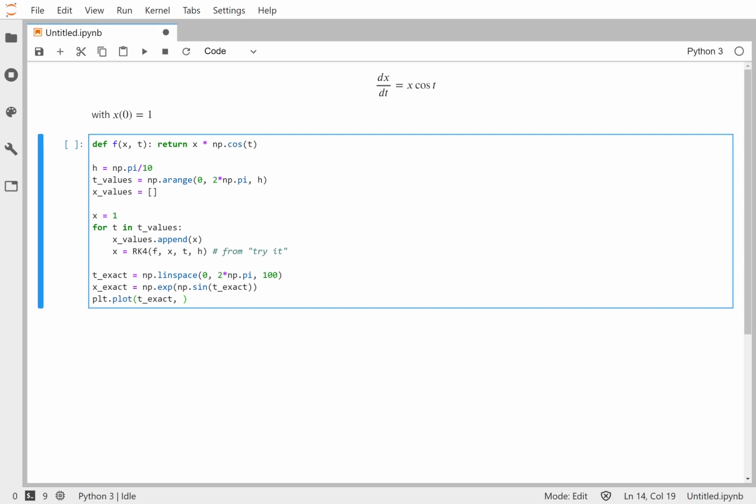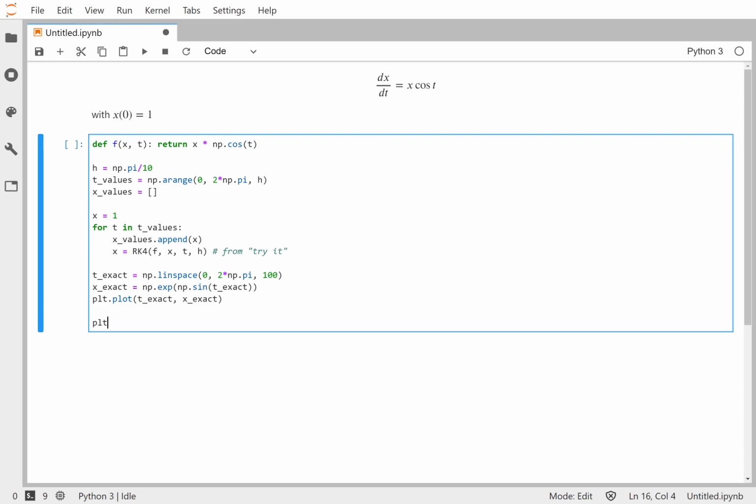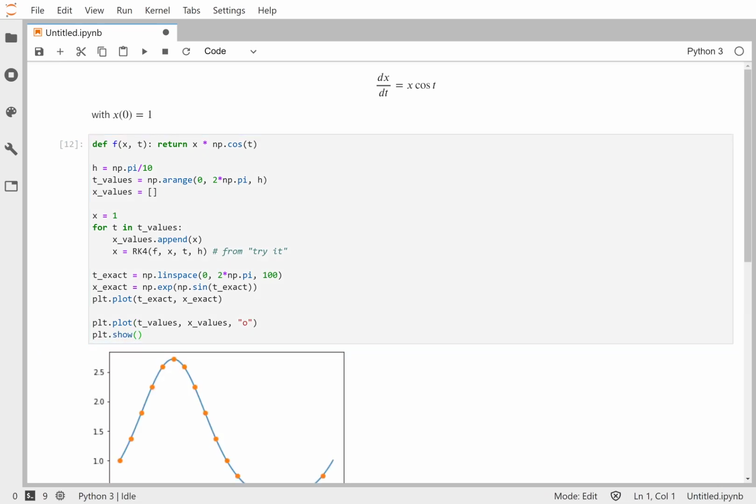And we'll plot t exact and x exact. We'll let that be a line. That's just for comparison. And now let's look at what our Runge Kutta code calculated for us by plotting the t values and the x values. We'll use dots for that, and there'll be a lot fewer of these because with pi on 10 we'll only have 20 dots. Okay, let's see if this works for us.